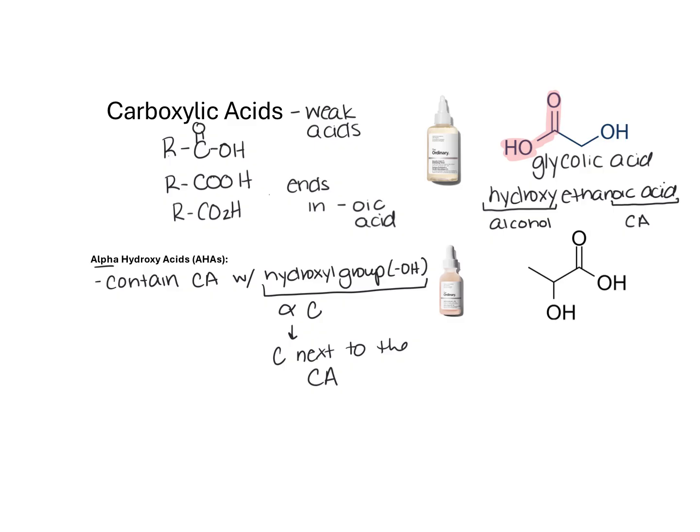So when we look at this carbon right here next to the carboxylic acid, that is the alpha, and that is where you have the OH. If we look at this molecule down here, this lower one, which is lactic acid, we find our carboxylic acid group here, and then we recognize this is an alpha hydroxy acid because on the alpha carbon here, there's an OH. So that's how we know these are alpha hydroxy acids. They're a lot of times abbreviated as AHA, particularly when you see these in skincare.